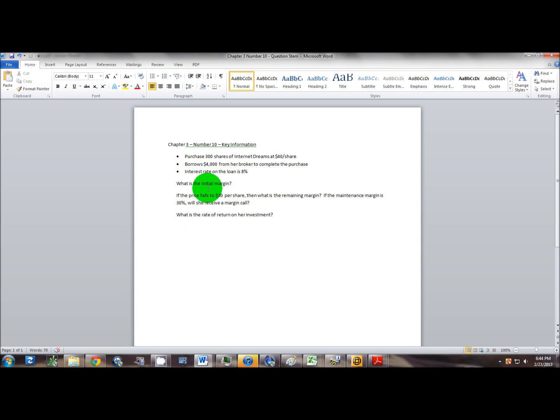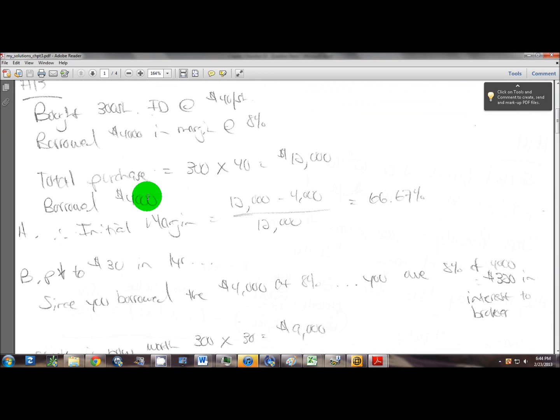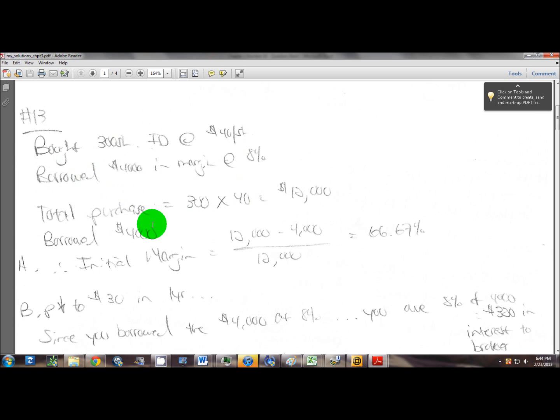What is the initial margin? If the price falls to $30, then how much margin is left? And will you get a margin call? And then what is the rate of return on the investment? So let's click open the solution here. So this is the solution. Here's all the information that we know, right? This top information is what I just went over in the question stem.